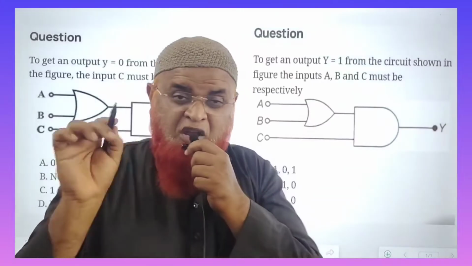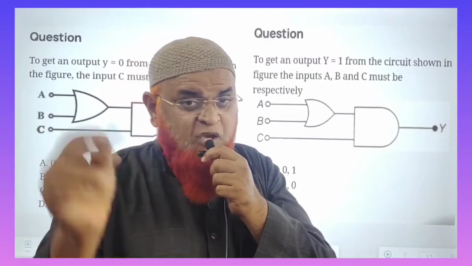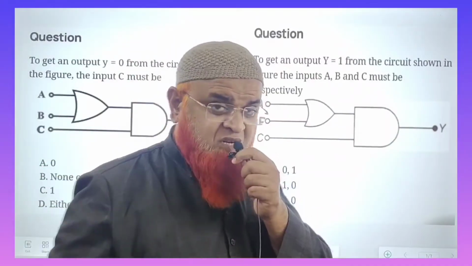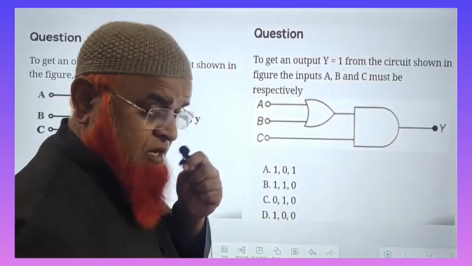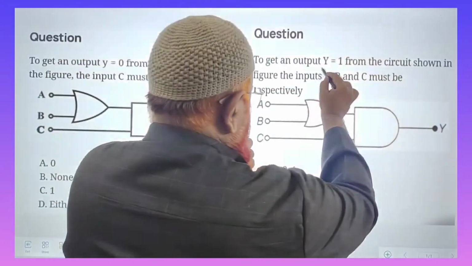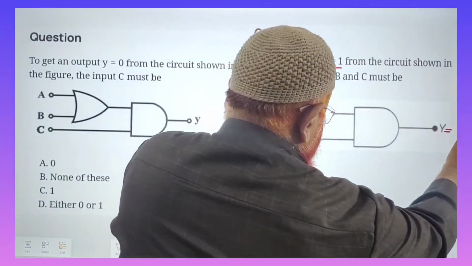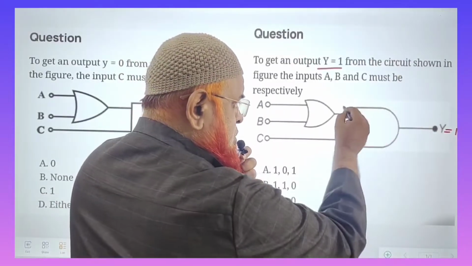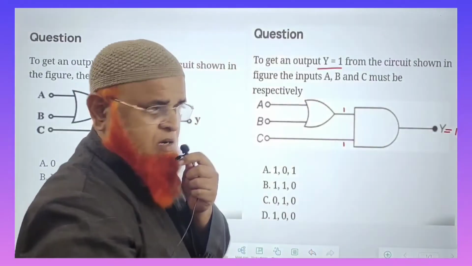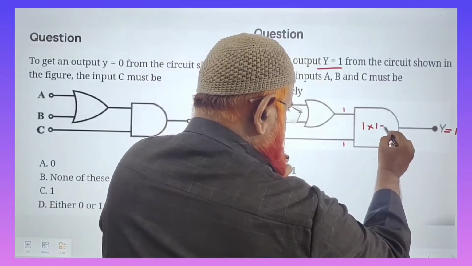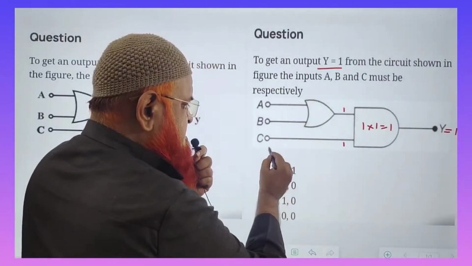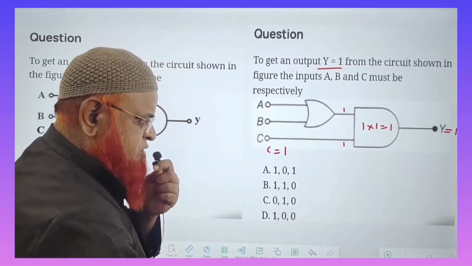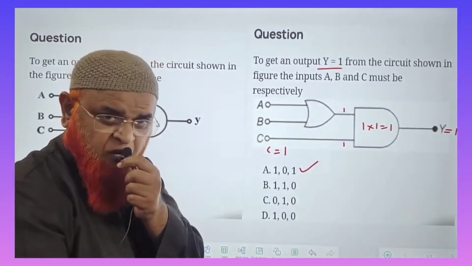That's it. No Boolean algebra, no truth table. I use the reverse method to solve the problems of logic gates. For example, he is telling that the output is 1. So if the output is 1, it is an AND gate. Output is 1 only when both the inputs are 1, because 1 into 1 is nothing but 1 here. That means C is definitely 1. So select the option in which C is 1.